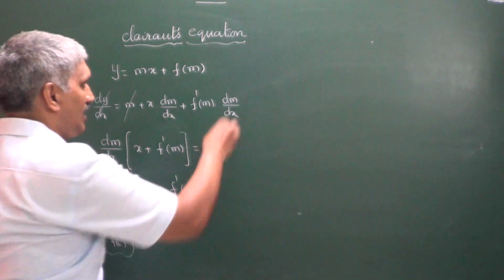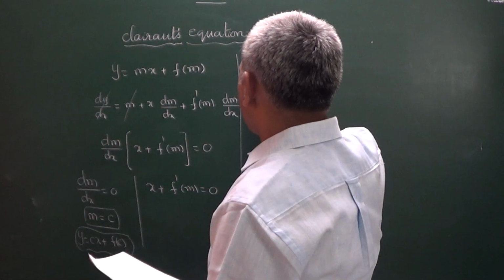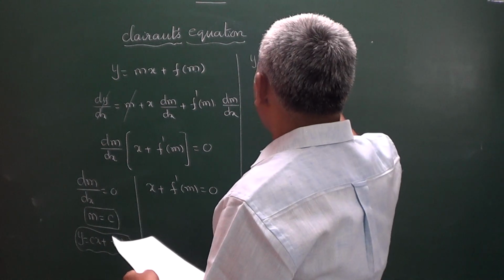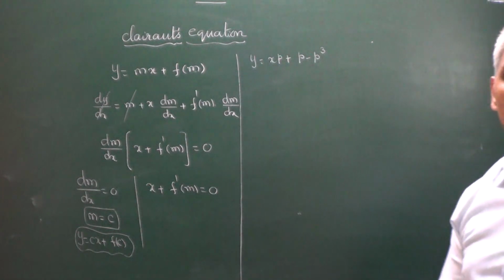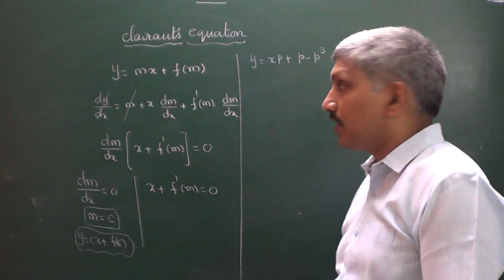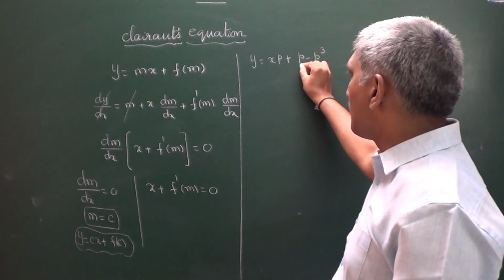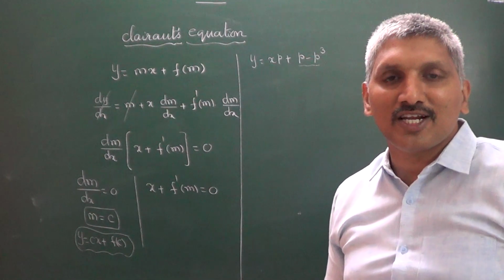Okay, so let's have a discussion of a few questions here. The first question goes like this: y = xp + p - p³. That is the given Clairaut's equation, because it is in the form y = mx + f(m). Tell me what is the general solution? What did I tell about the general solution?